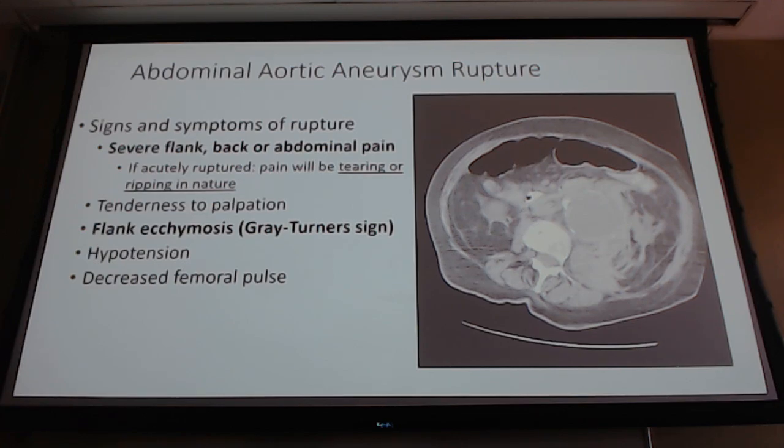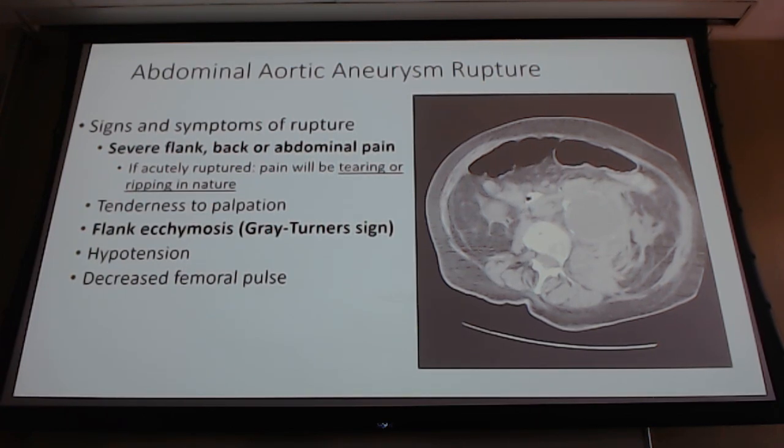All right. So what happens when it ruptures? What does the patient come in with? Severe flank pain, back pain, abdominal pain. If it's acutely rupturing, you may have that tearing or ripping sensation. Maybe tender to palpation. They'll have that Grey Turner sign, that flank ecchymosis. They might actually be hypotensive because they're now hemorrhaging into their belly. Decreased femoral pulses. If your aorta is no longer supplying blood to your legs, you can imagine that the pulses in your femorals are going to be diminished or absent.